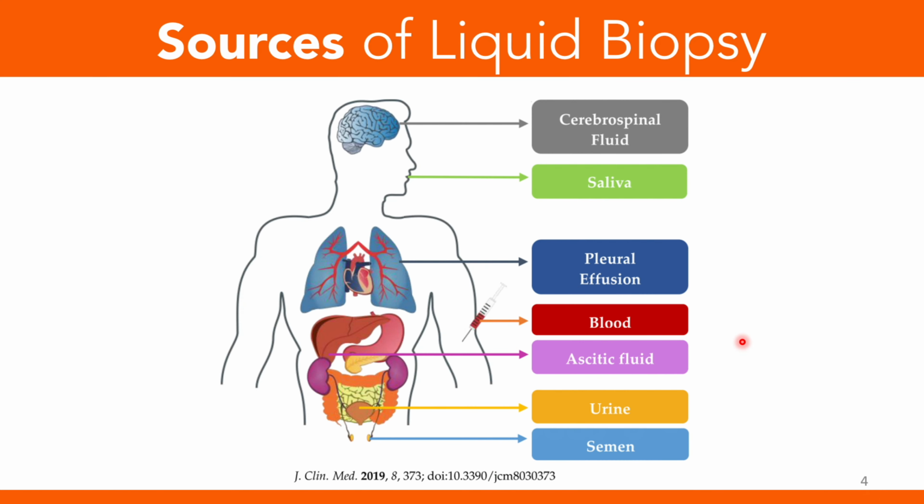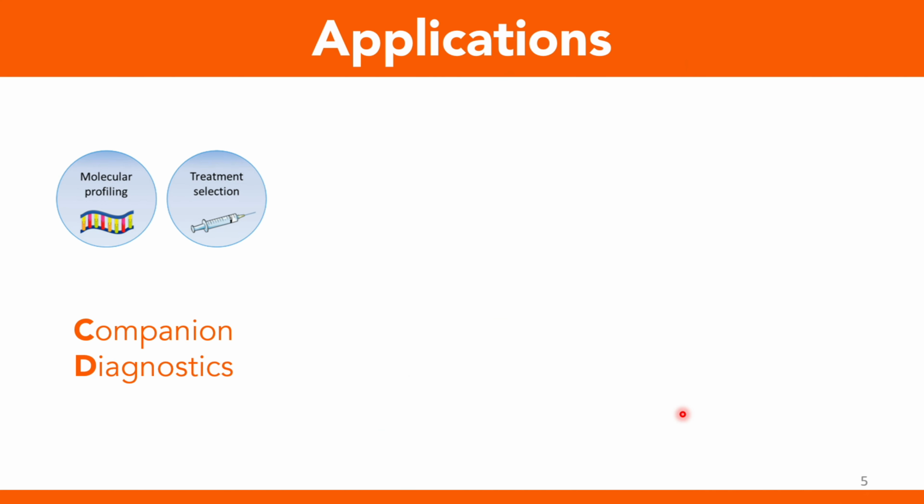Okay, and actually there are lots of different sources for liquid biopsy. Majorly it is blood, but we also get ctDNA from cerebrospinal fluid, from saliva, and also from urine. And there are many different applications of liquid biopsy.